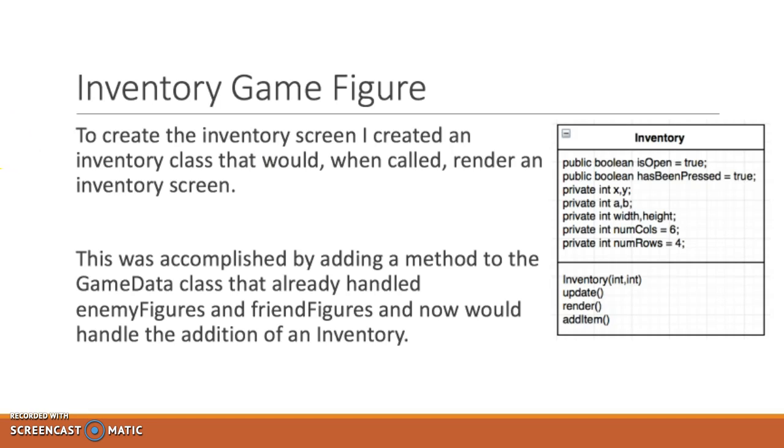So I created, okay. We have a method called GameData that already handles enemy figures and friend figures. So I just modified that and added this new class, inventory. It renders basically this new figure onto the screen that's neither enemy nor friend. It doesn't interfere with the pieces around it.